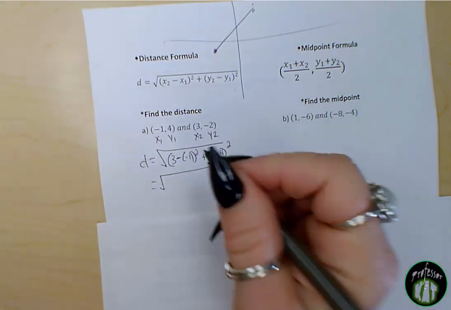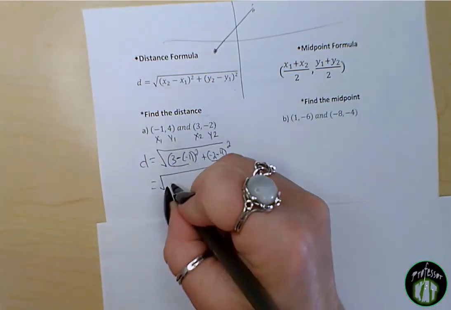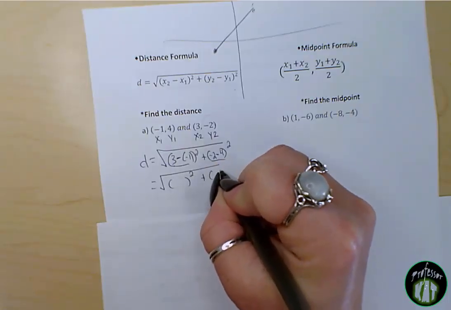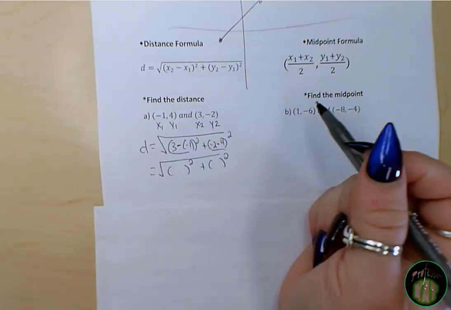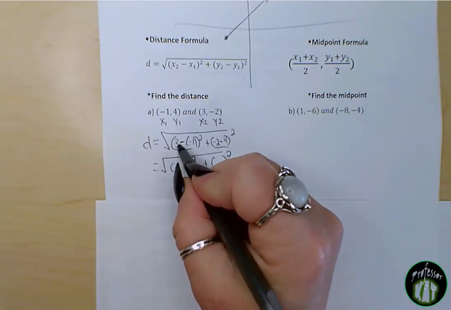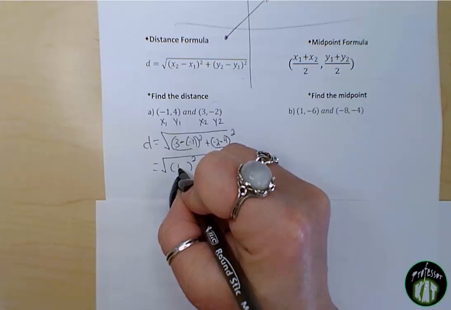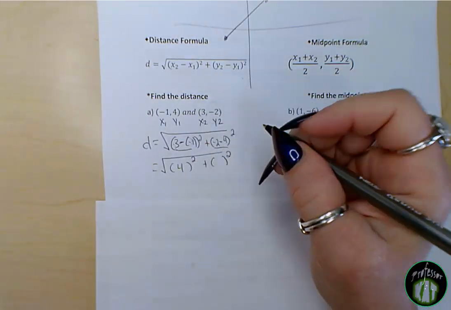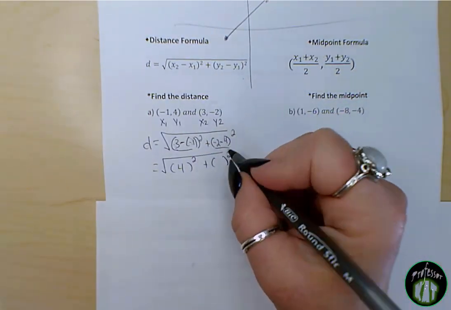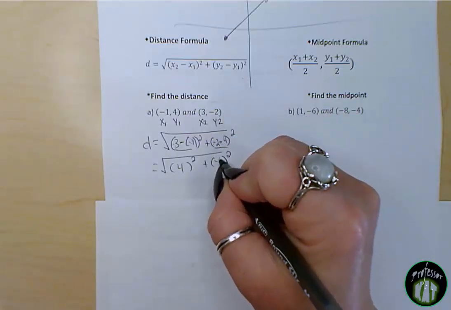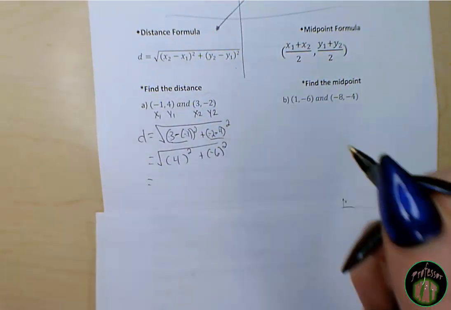So when we simplify this, always subtract first. Follow your order of operations. So drop down your parentheses. We're not going to focus on squaring them yet, just subtract. 3 minus a -1. Double negative rule there makes that 3 plus 1, which is a 4. Your other subtraction, -2 minus a 4. So -2 minus another 4 makes that a -6.